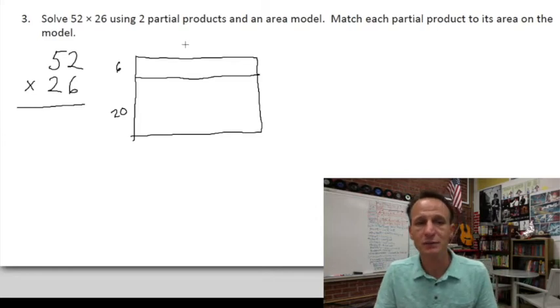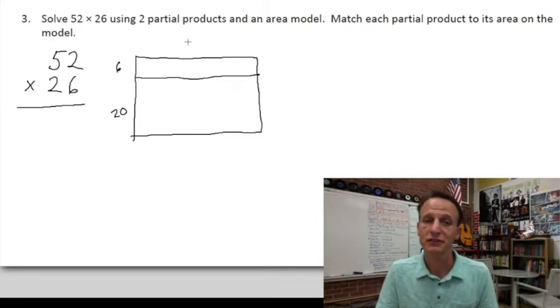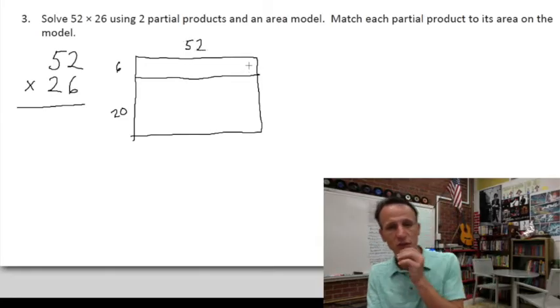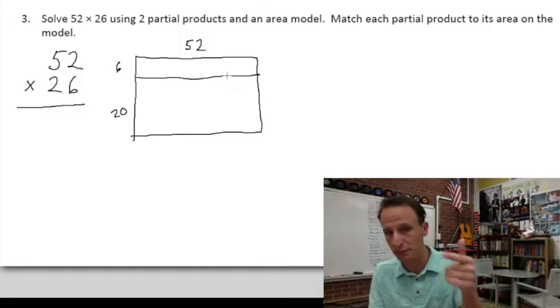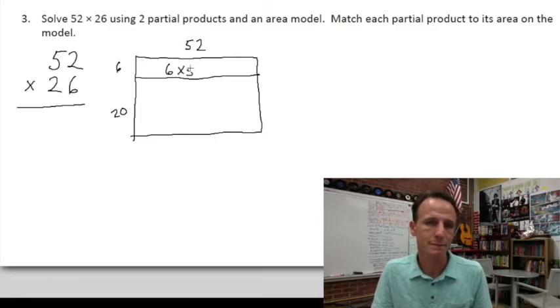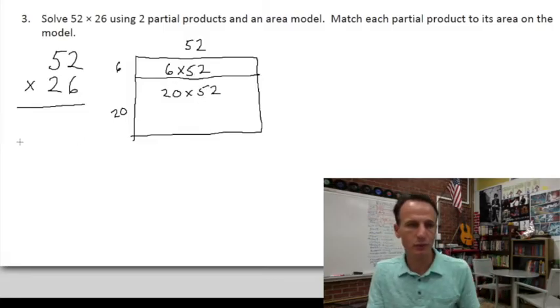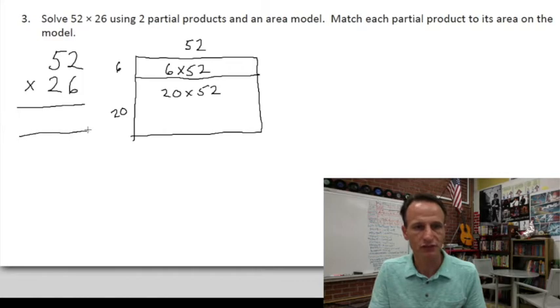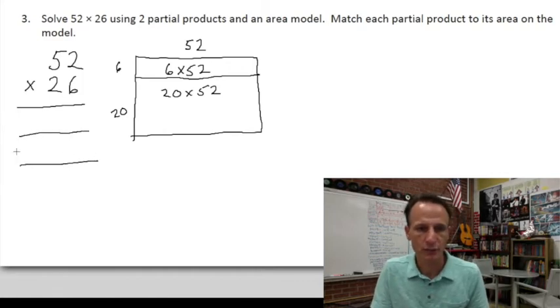And then here, I'm just going to put 52. I'm not going to decompose it as 50 and 2. That would be creating 4 partial products. So if you look back, this is how we did the other ones. So here we have 6 times 52, and here we have 20 times 52. And whatever we get for these are what we're going to put here for our 2 partial products. So let's do as they did for us in the previous ones and draw some lines here. Those are the 2 partial products we'll add together.